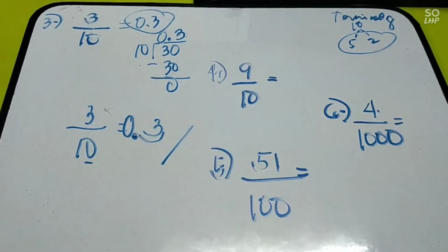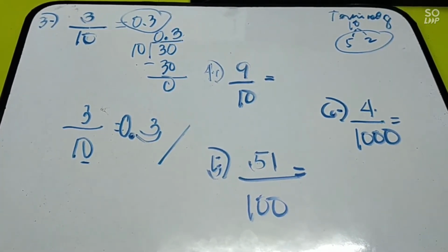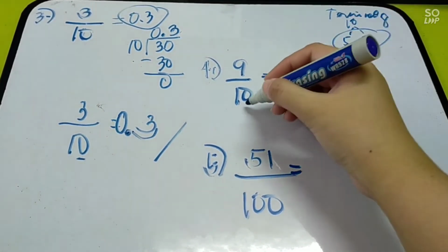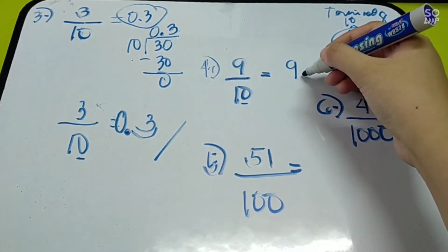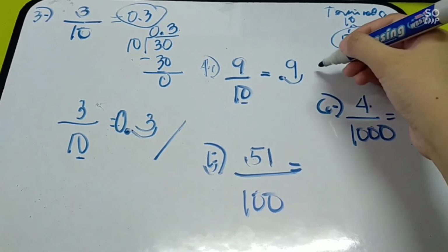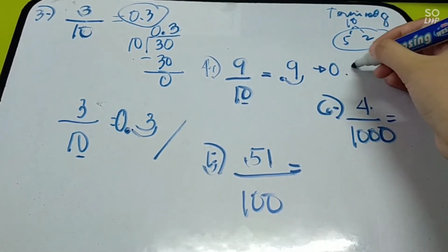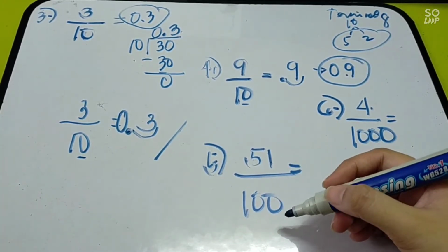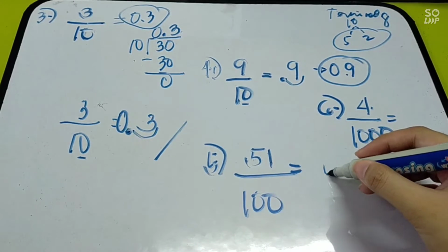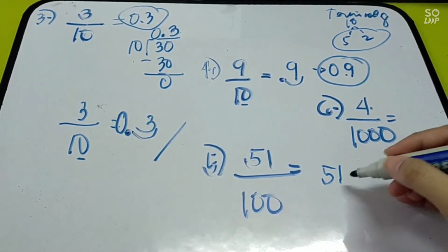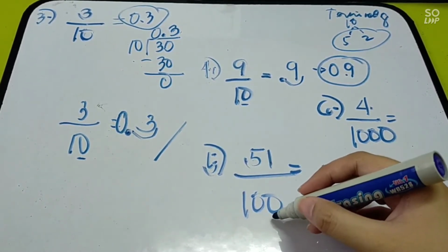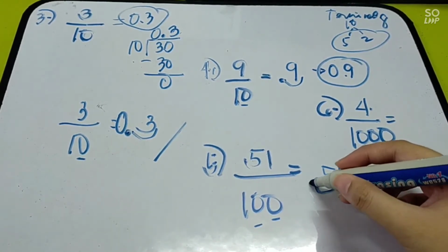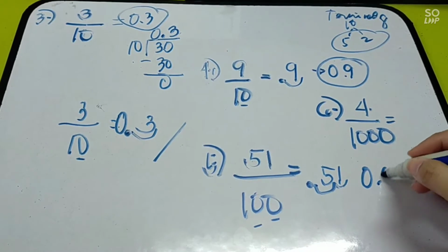Is it clear? Next, let us have number 4. So, number 4, 9 over 10. Over 10. So, right here, 9. Since there is only one 0, just move the decimal point to the left side, 1. So, therefore, we have your 0.9. So, that is it. Next, 51 over 100. Since it is over 100, just write 51. Then, move your decimal. How many 0s is this? 1, 2. So, move it twice. So, we have your 0.51.